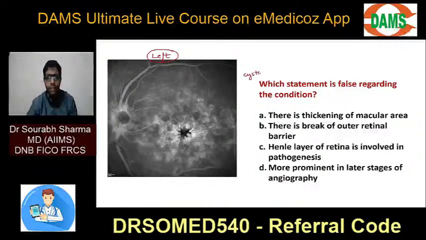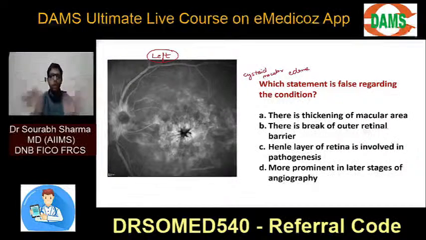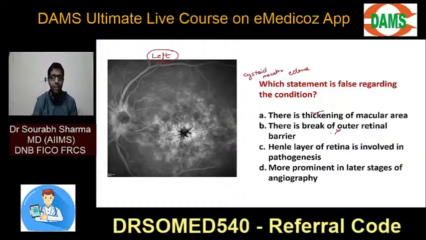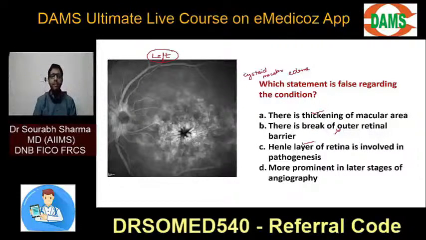Yes. This is cystoid macular edema. We have to answer according to cystoid macular edema. Flower petal appearance. Is there a thickening of the macular area? Yes, there is thickening of the macular area. Macular edema. Is there a break of the outer or the inner barrier? Inner barrier, sir. Outer barrier happens in central serous retinopathy. And what is the radial configuration due to? Henle's layer.